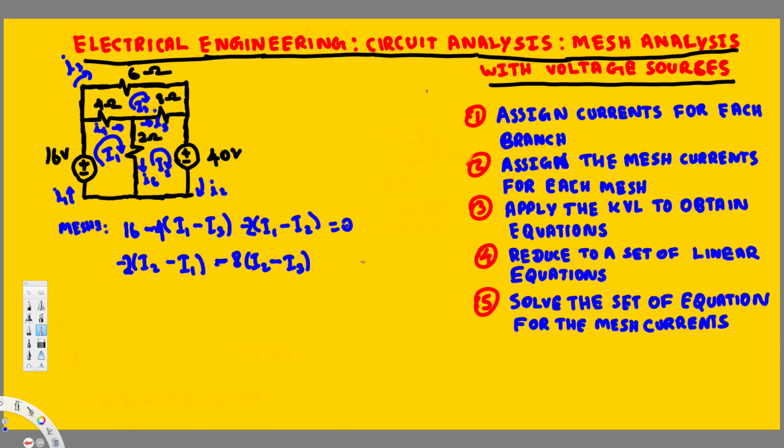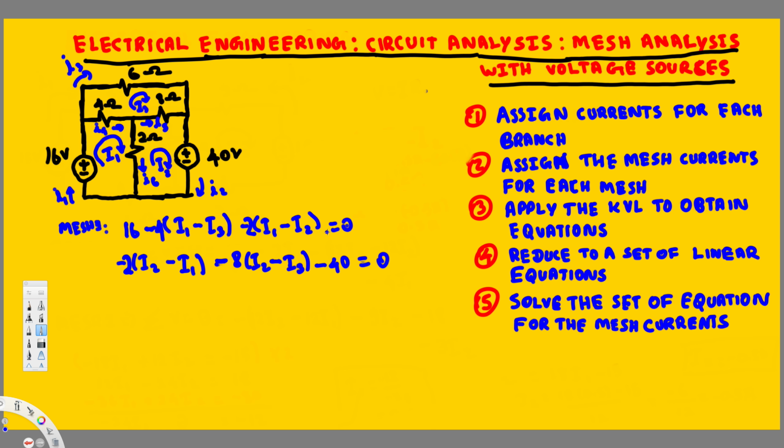After that, I2 goes along this 40 volt source, going from positive to negative. So this is going to be negative 40, that's equal to 0, right? In some books you will see exactly opposite signs. Both ways are correct, because if you put minus 16 plus this one, you will get the same answer, right?